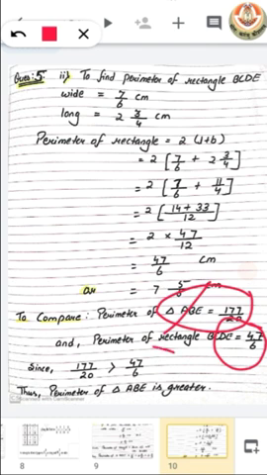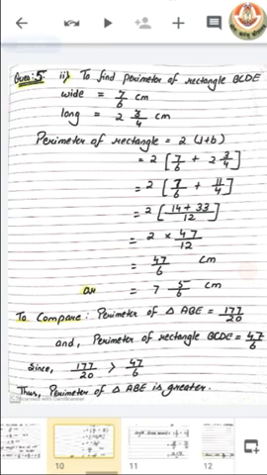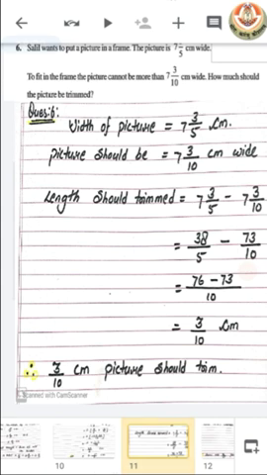Now after comparison we get to know that the perimeter of triangle ABE is greater. For comparison, you know that we first have to make the denominators equal and then we focus on the numerators, and according to that we decide whose perimeter is greater. Now question number 6.